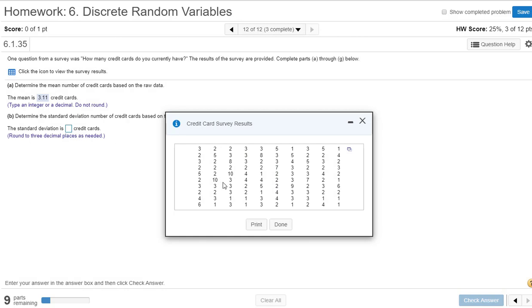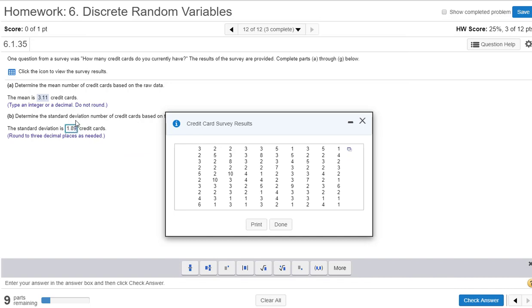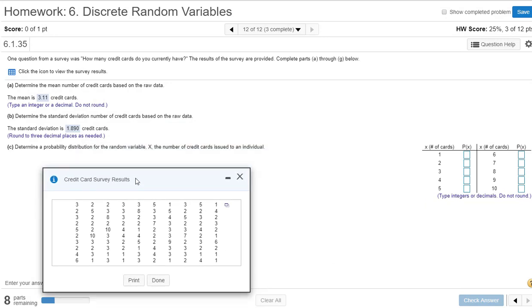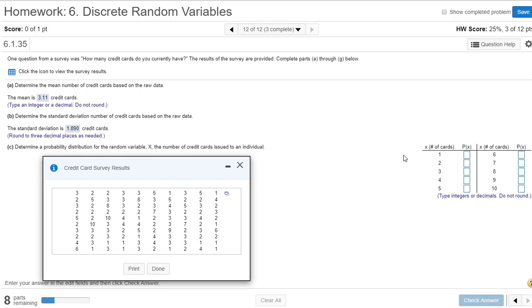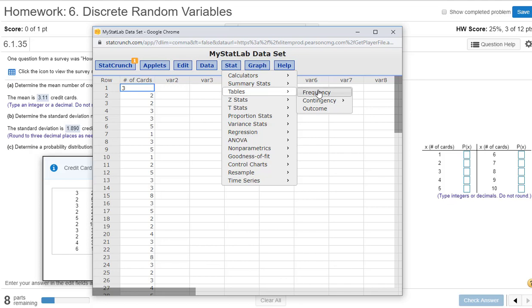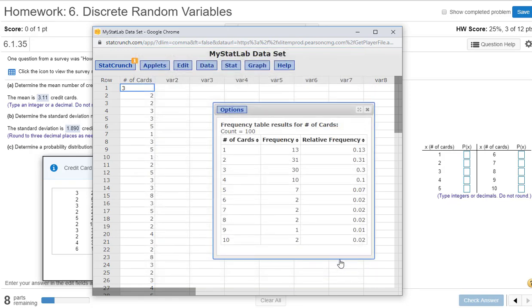Standard deviation, let's go back to that summary stats. And our standard deviation is, it says 3 decimal places, so 1.890. Now it wants us to find a probability distribution for the random variable x. So let's go back to StatCrunch. And I can go to Stat, Tables, and just create a frequency table. Number of cards, and just make sure that relative frequency, which really is the probability here, and then press Compute. And there we go.